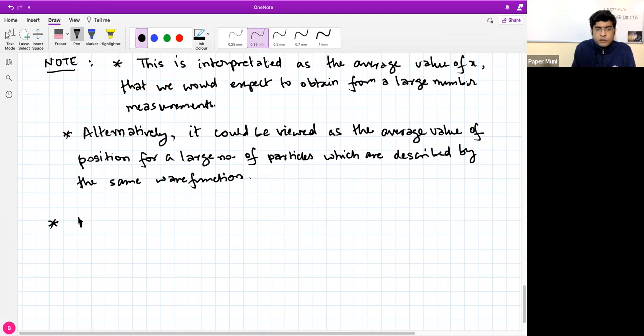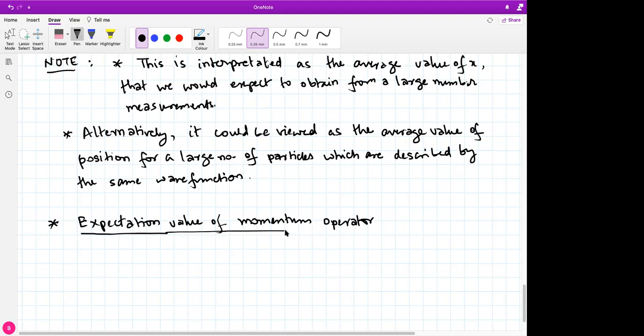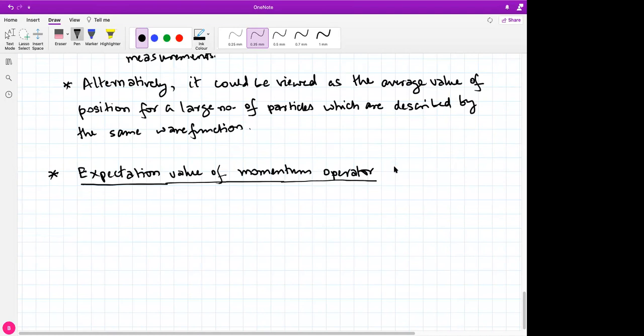Now, expectation value of a momentum operator. Sir, if the positions of the different particles are different, then how can those particles be described by the same wave function?